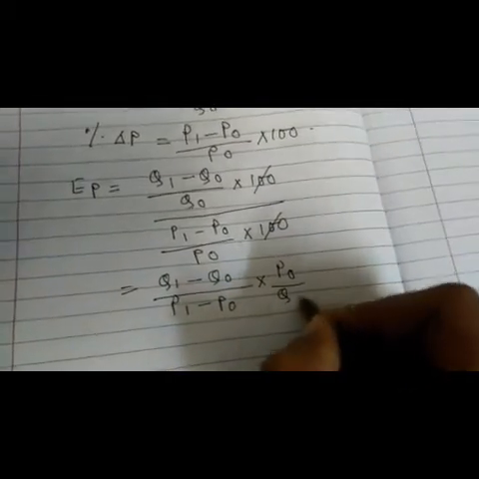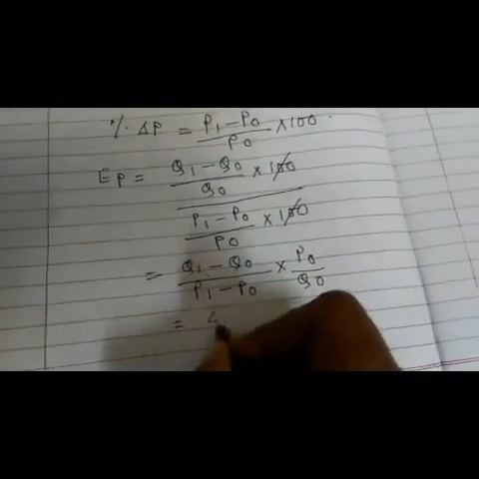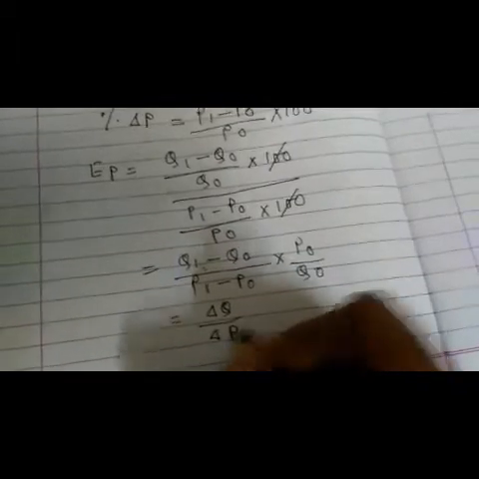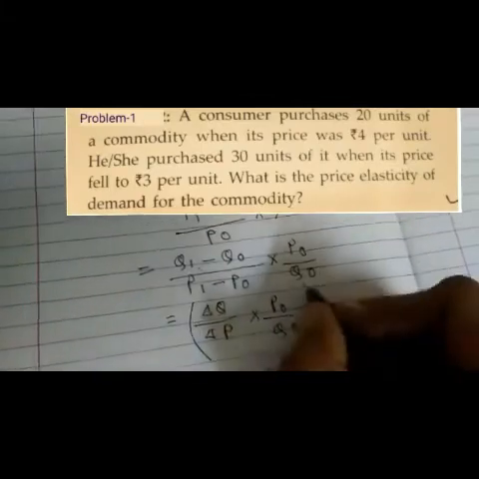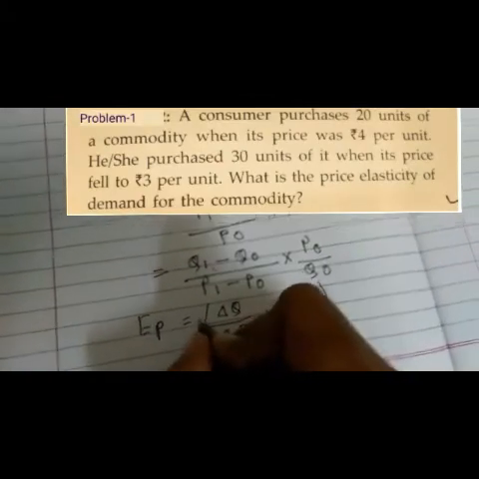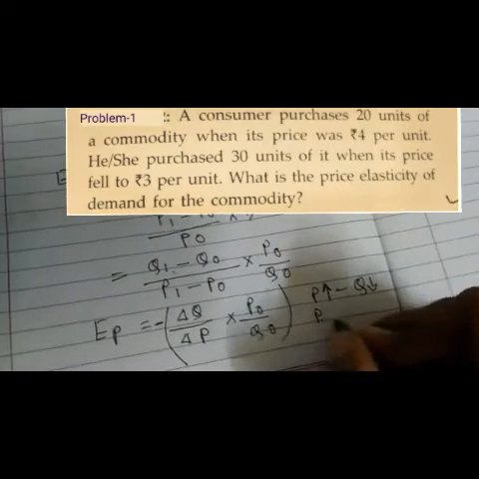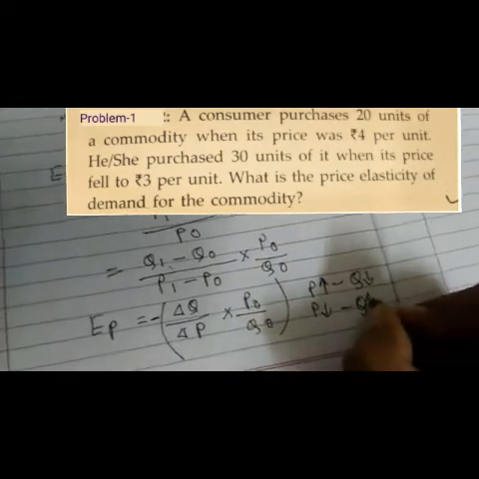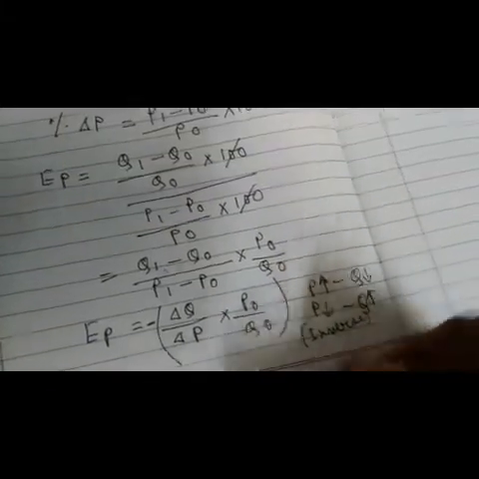Please do practice and try. Instead of writing this, we can write del Q upon del P into P upon Q. And always remember, this value will be negative. As you know, whenever price increases, demand decreases. Whenever price decreases, demand increases. And what kind of relationship is that? Yes, students, it's inverse. So since it is an inverse relationship, that's why it's always negative. This is the formula which you are going to use.